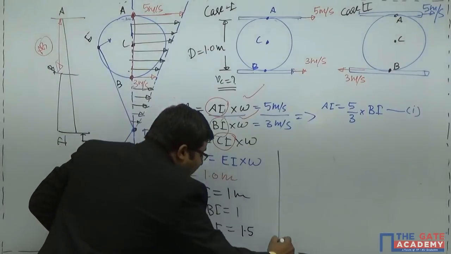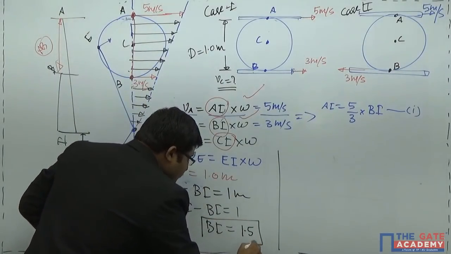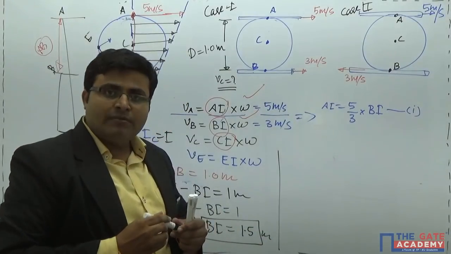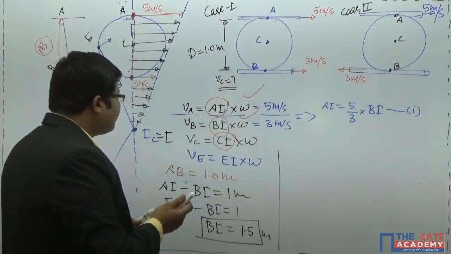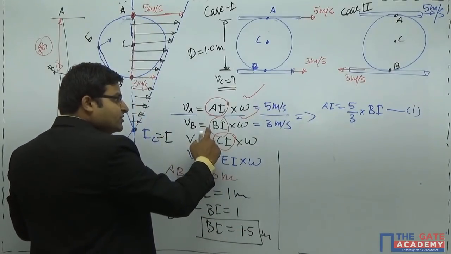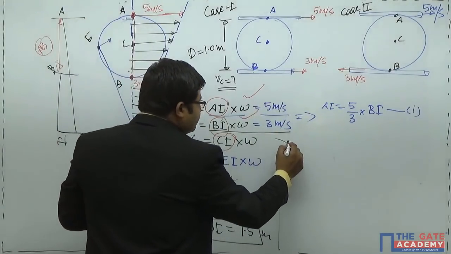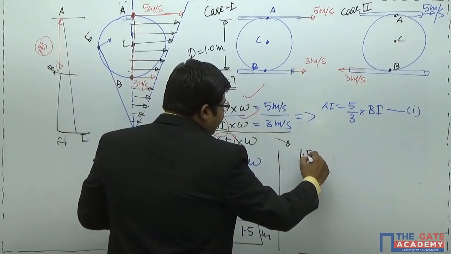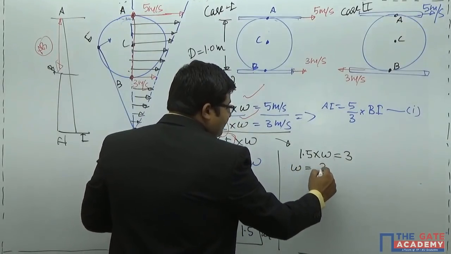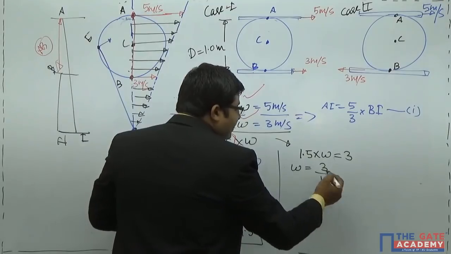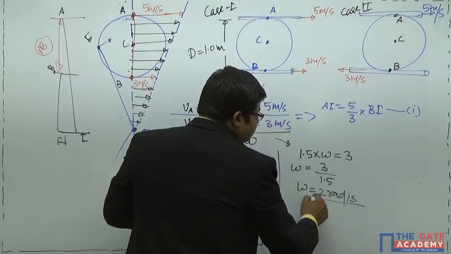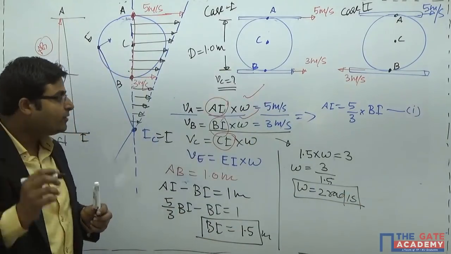Okay. Now, when you got this particular BI is equals to 1.5 meters, can you find out omega? Obviously, you can find out omega. How to find that omega? Just put this particular BI in this equation. What is this? 1.5 into omega is equals to 3. So omega will be how much? 3 by 1.5. That is nothing but 2 radians per second. This is the value of omega you have got.